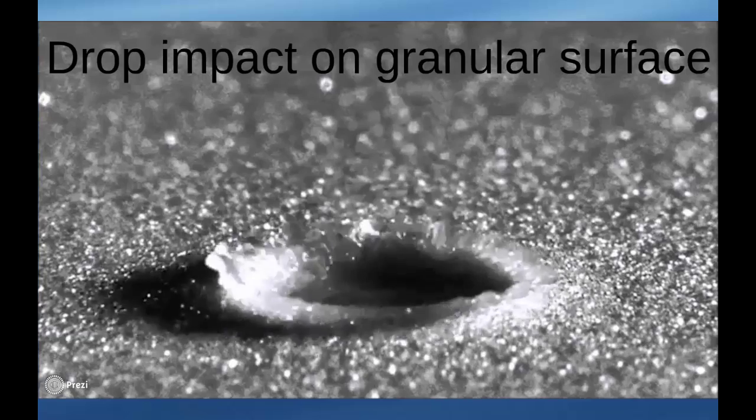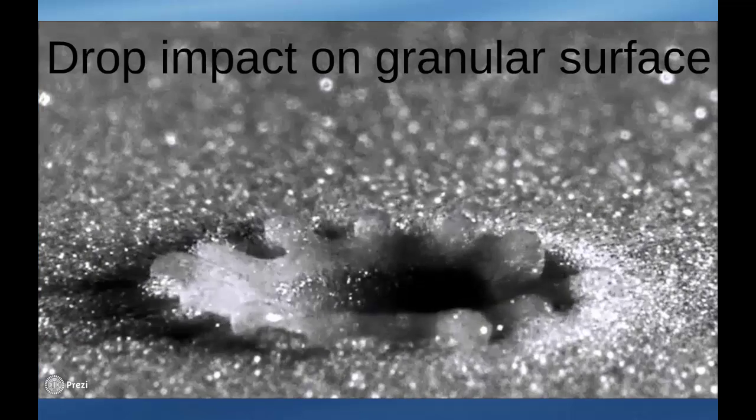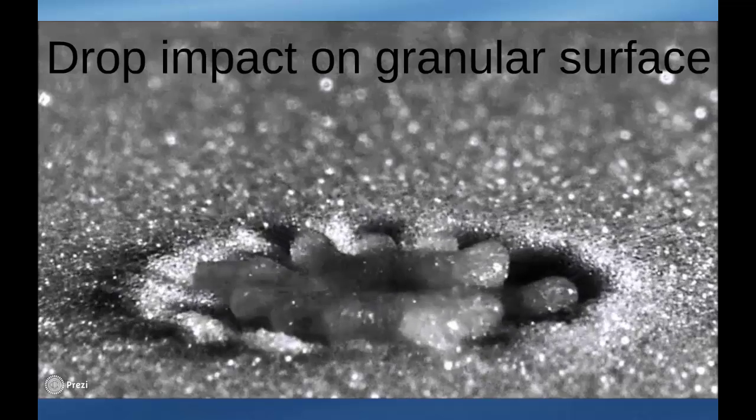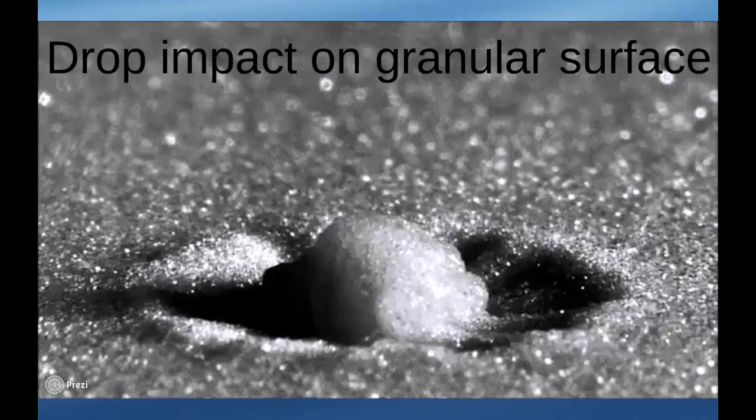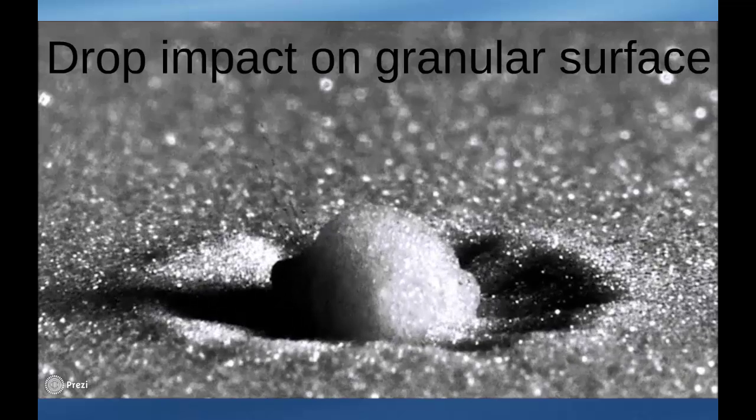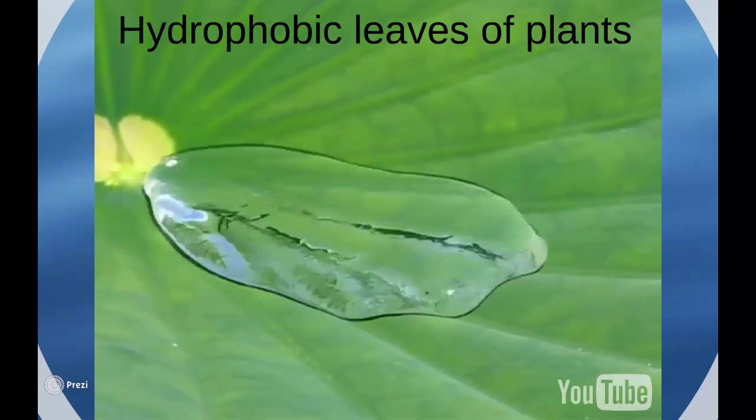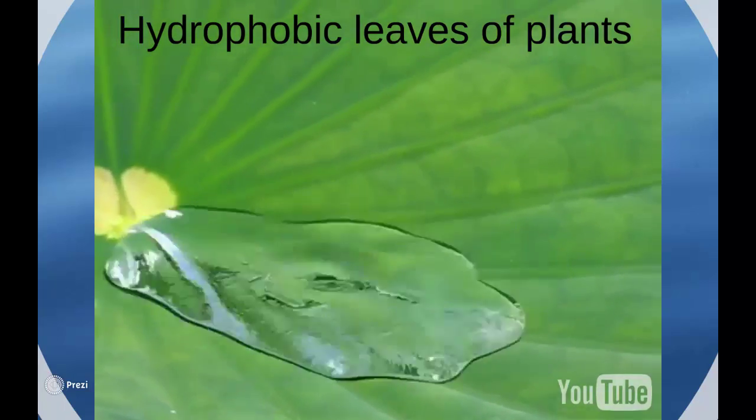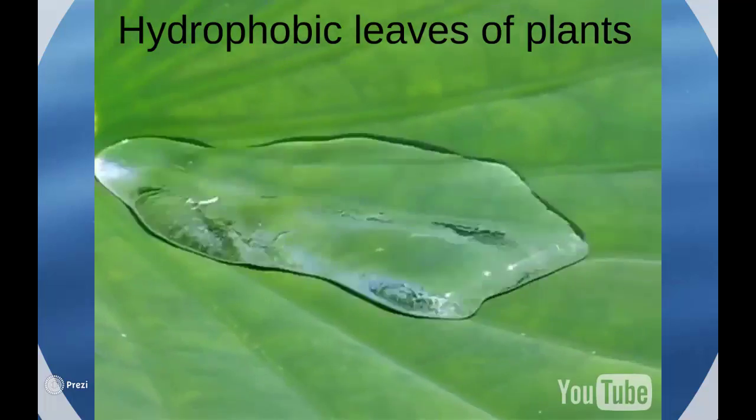This video shows the result when a water droplet impacts a granular surface, in this case sand. The size of the crater is dependent on the size and velocity of the droplet. The lotus leaf shown in this video is an excellent example of a naturally occurring hydrophobic surface. The hydrophobic surface of the plant helps keep it clean and prevent the growth of unwanted organisms on its leaves.